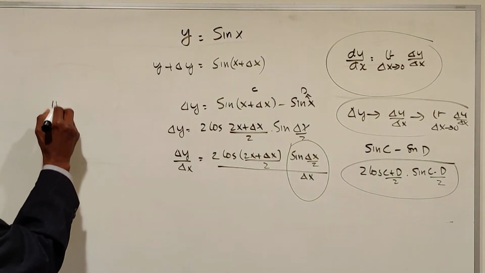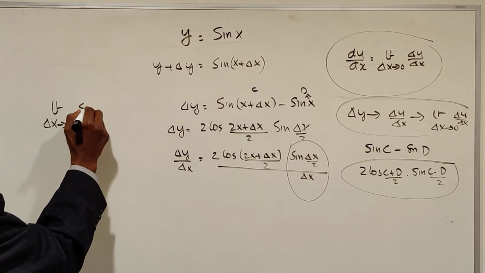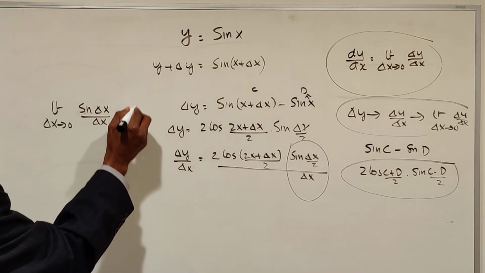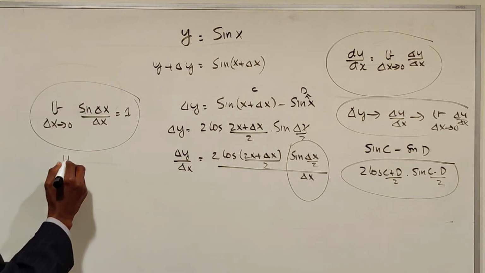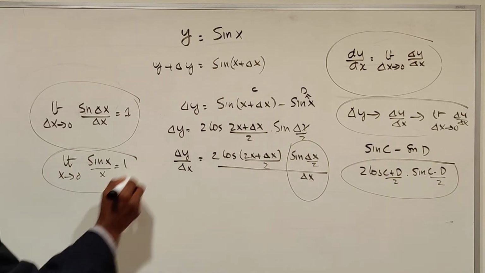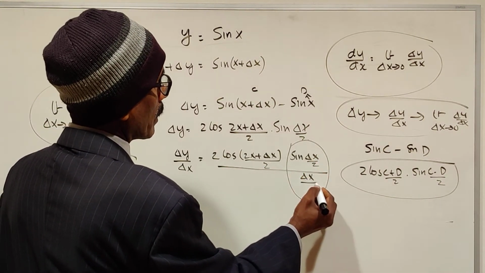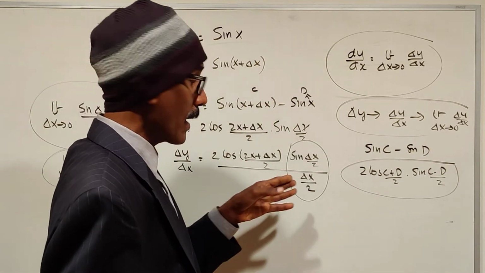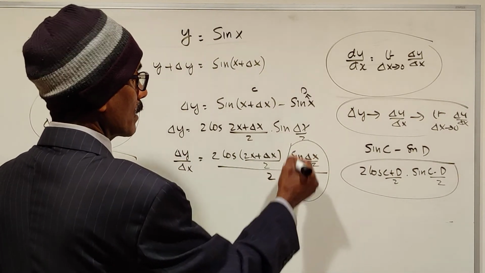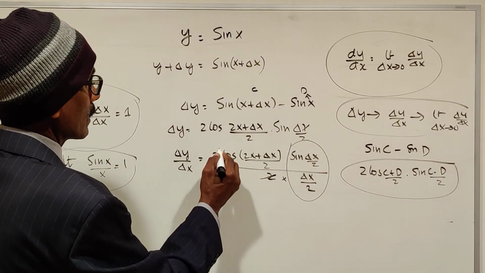We know that limit delta x tends to 0, sin delta x by delta x equals 1. It's a formula. Or limit x tends to 0, sin x by x equals 1. Both are same. But there is no 2 here, so we are going to add a 2 there. So the value will change, so you need to multiply by 2 here. When you apply the limit, this one becomes 1. So you can cancel out this 2 and this 2.